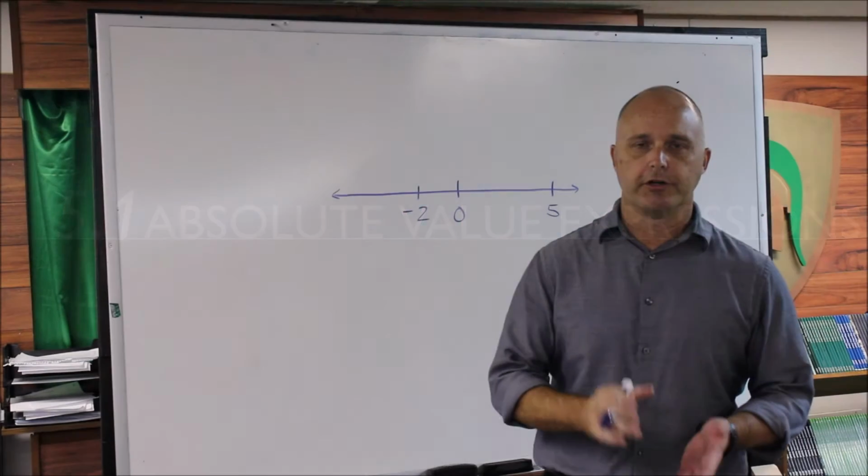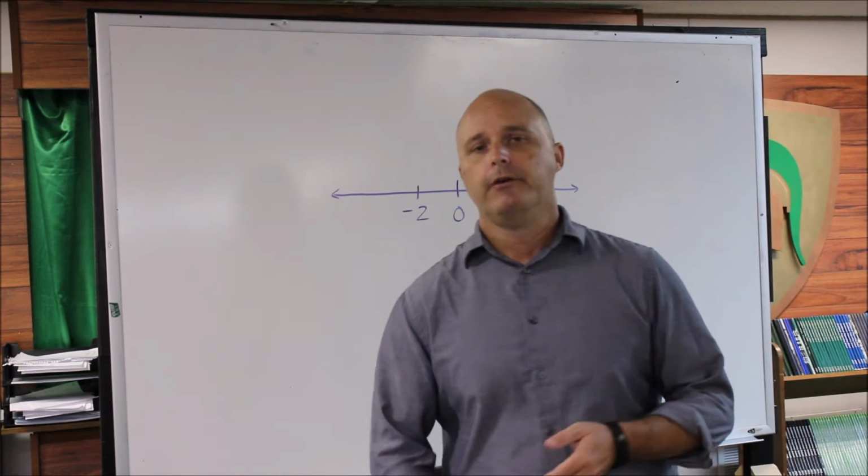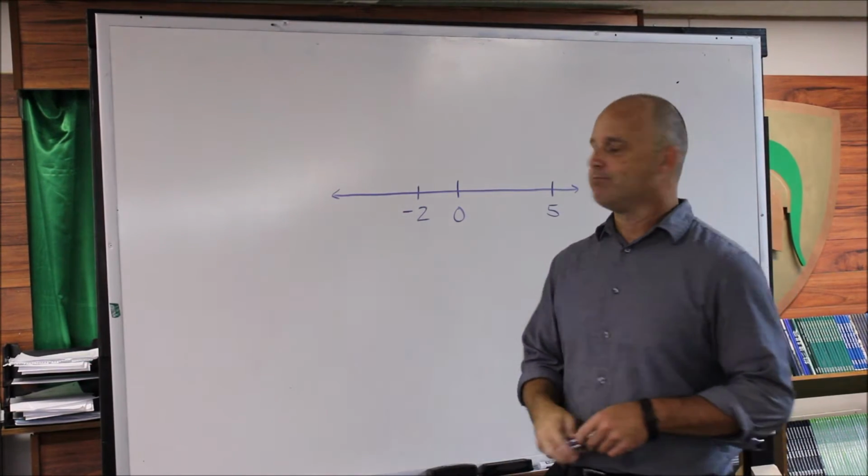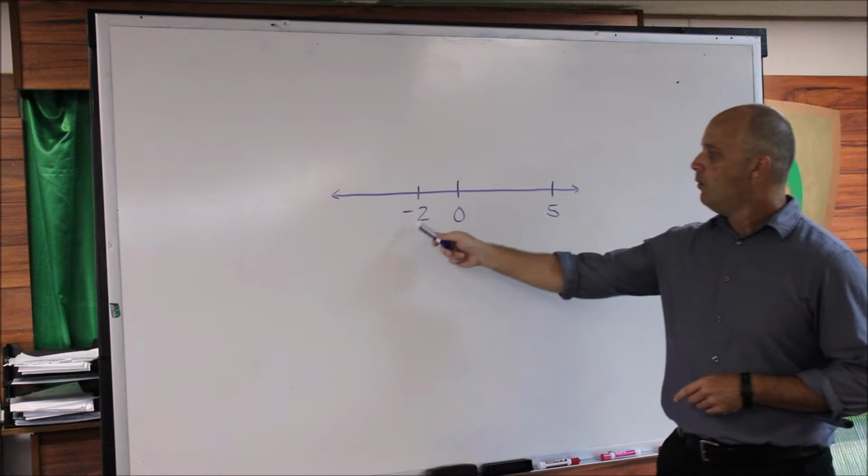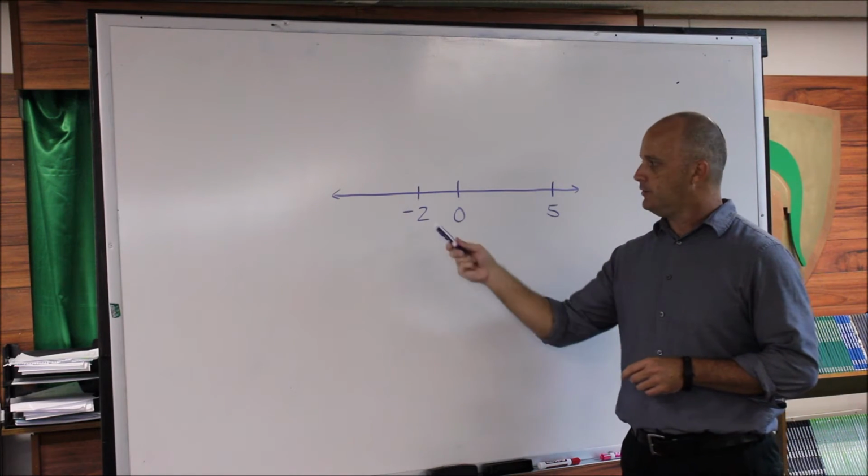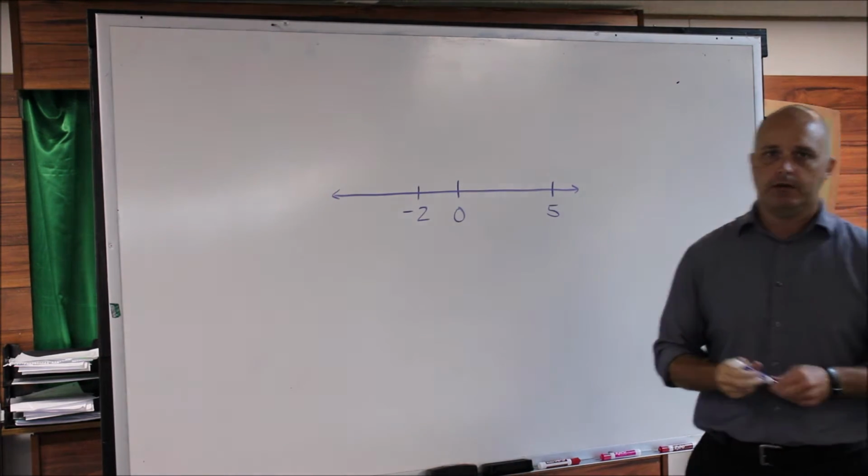Okay, so in this next unit, we're going to start taking a look at absolute value. We use absolute value to measure distance. So if we take a look at this number line, we want to find out what's the distance between -2 and 5. Well, here's what we can do.